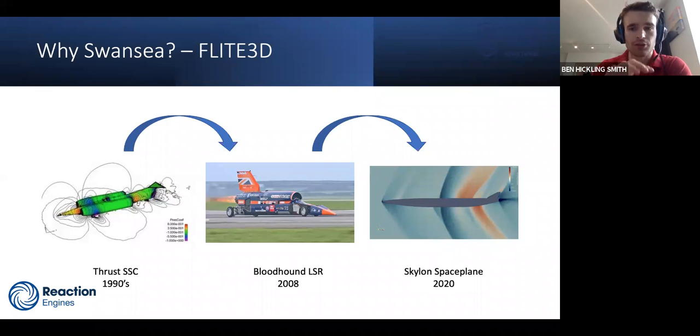And the codes and the software that we developed for that have then since been tried, tested, and proven to be extremely accurate in something called the transonic regime. So when I say the transonic regime, what I'm referring to is around about the speed of sound, roughly about Mach 1.